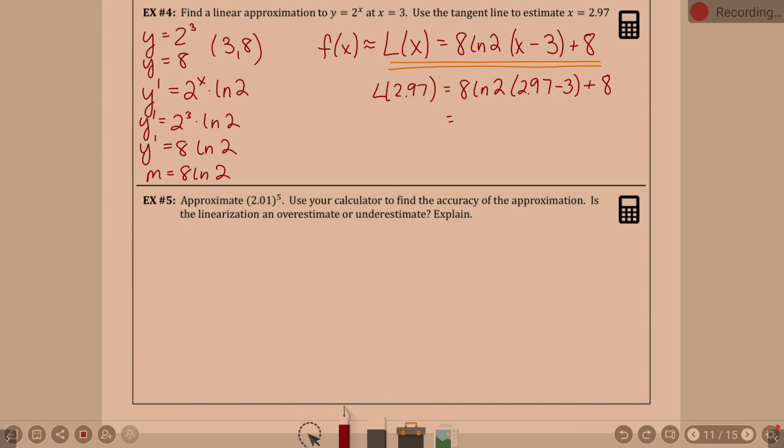How do we know when to use 3 and when to use 2.97? We use the 3 to write the tangent line, so we use it to find our point, and we use it to find our slope. The linear approximation is the equation of the tangent line at 3. Then, when it asks you to find the linear approximation of 2.97, that's plugging 2.97 into the equation we just wrote with the 3, because 2.97 is very, very close to 3. Okay?